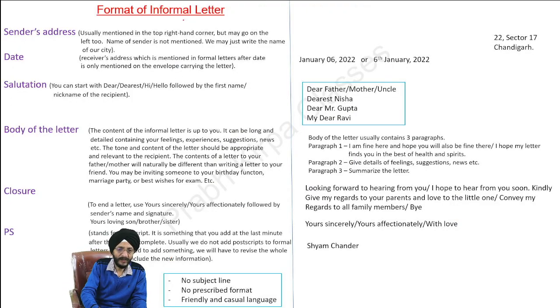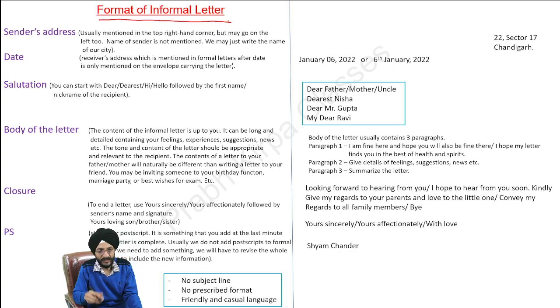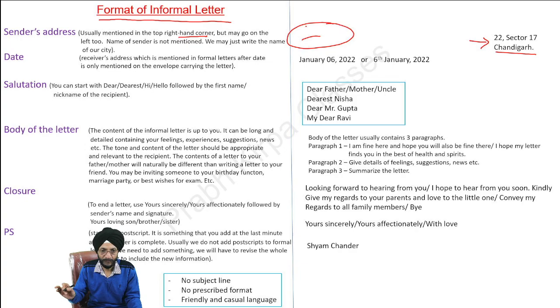Now we come to the format of informal letter. There is no prescribed format for informal letter. However, we have to keep in mind certain things in the case of informal letter. Normally, the sender's address is usually mentioned in the right hand corner, as you will see here. It is in the right hand corner. But if you write it on here, it will be also correct.